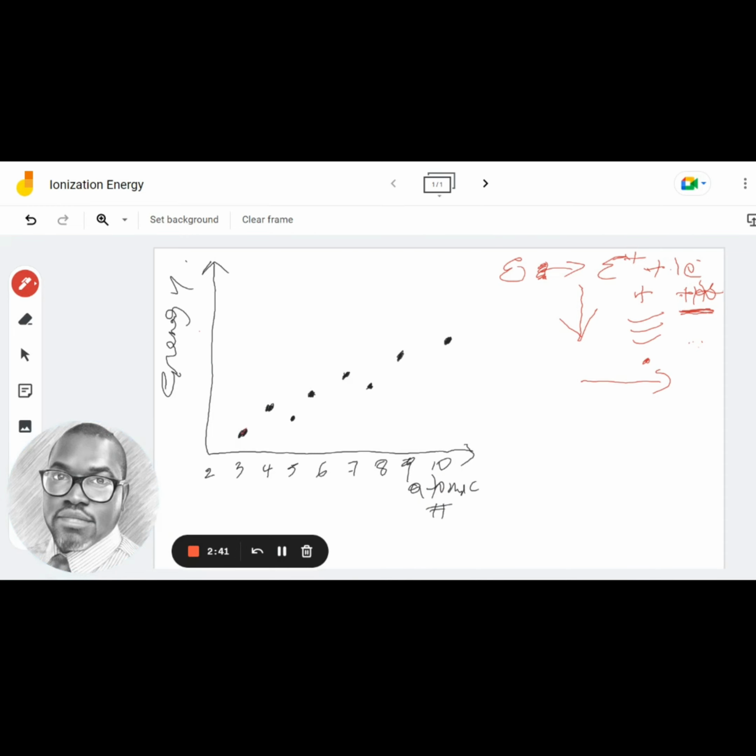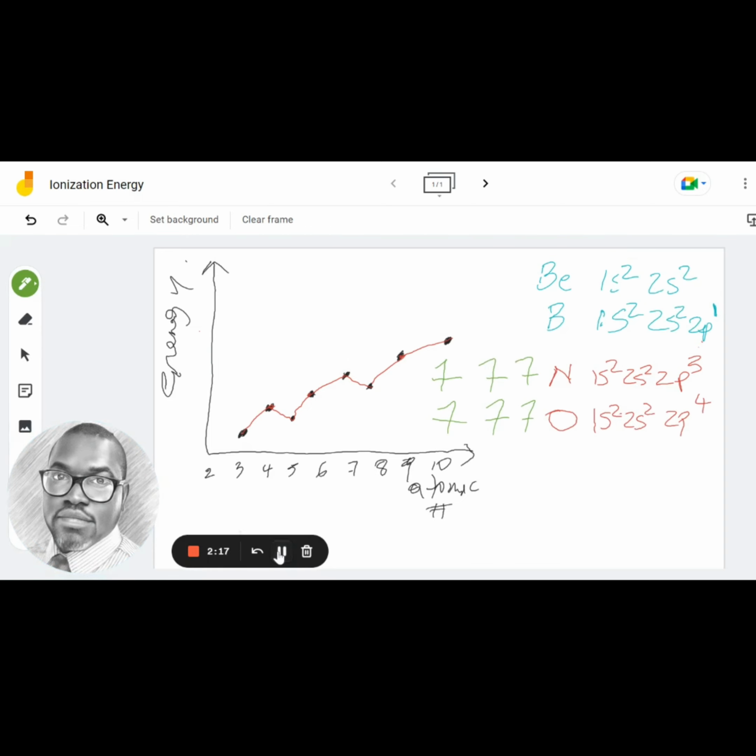But moving from 3 to 4, you have that increase, but then from 4 to 5, you have a drop, then an increase, then a drop from 7 to 8, and then an increase 8 to 9, and then an increase 9 to 10. And the question your examiner loves to ask is, why is there a drop from 4 to 5 and from 7 to 8? So I will now explain that.